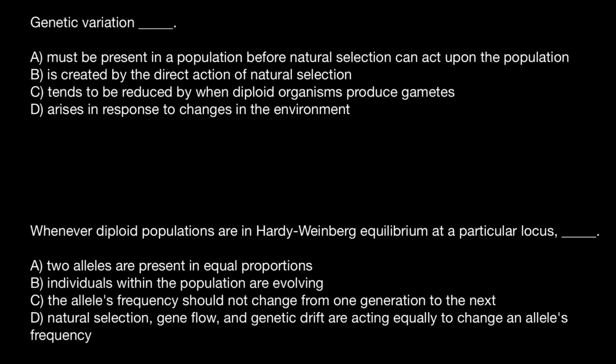And variant B, genetic variation is increased by the direct action of natural selection. Actually, in order for natural selection to work, genetic variation must be present in a population before natural selection can act upon the population. So the correct answer is answer A.